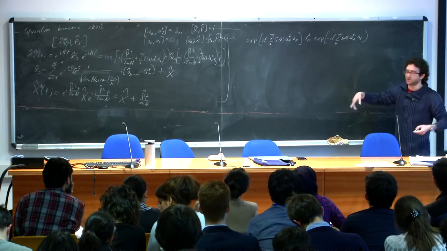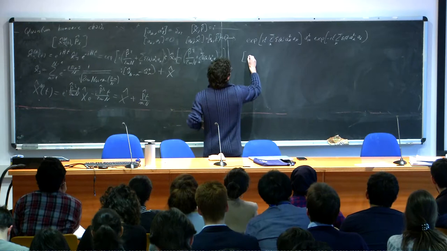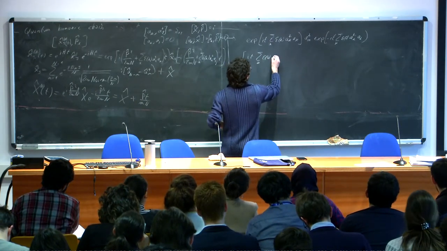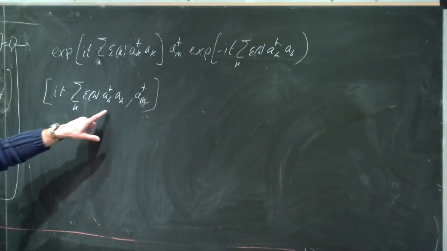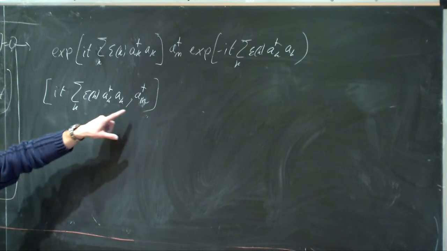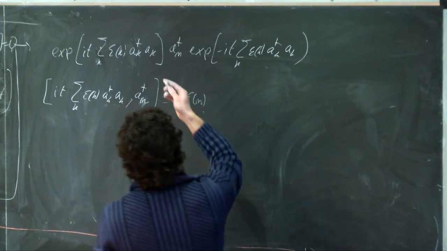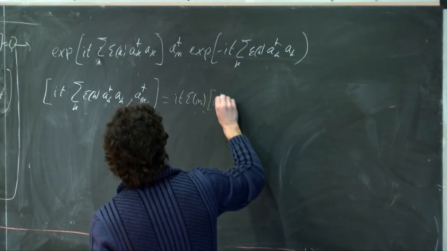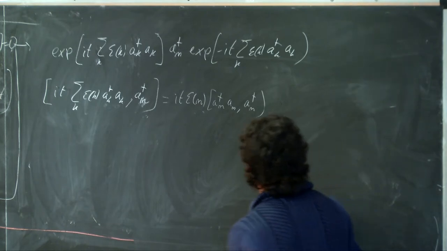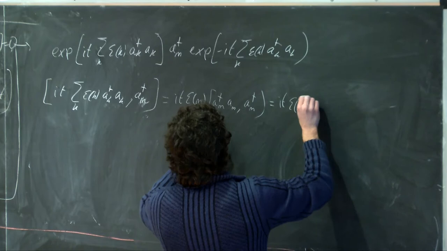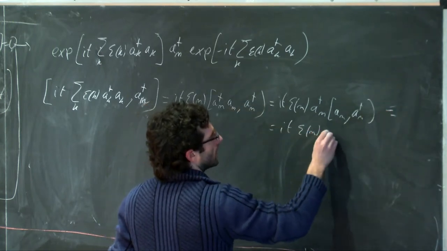We have to compute this. Again, we have to write a commutator between this term and the a_n. What is the commutator? So we have to compute the commutator between i t sum over k of epsilon k a dagger k a k and a_n. This is the first term. First of all, all terms but k equal n commute with a_n. So this is equal to i t epsilon of n. And then we have a commutator between a dagger n a n and a_n. What is this? This is equal to i t epsilon of n a dagger n times the commutator between a n and a_n, which is equal to i t epsilon of n a_n.